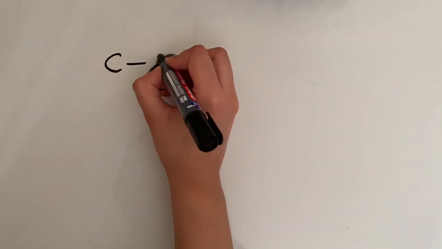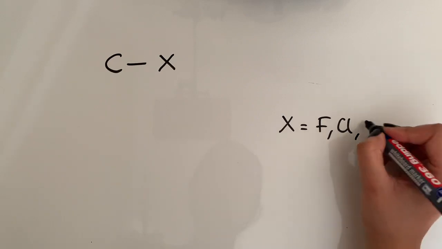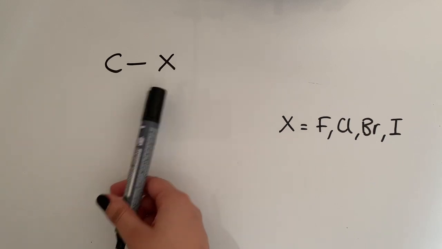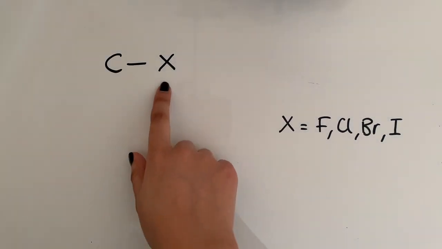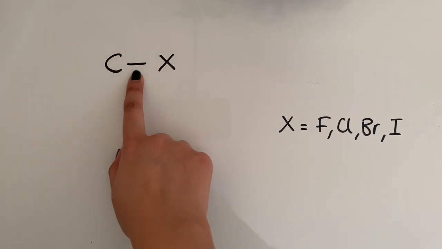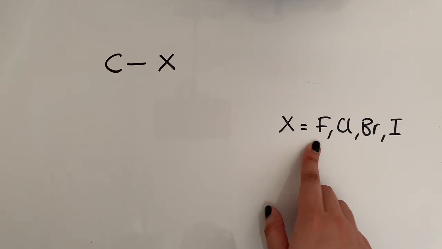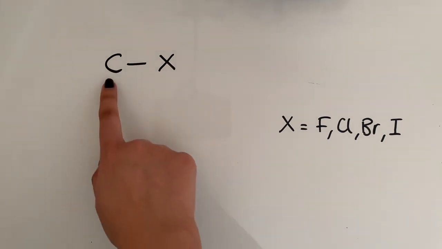When we're looking at haloalkanes, they all have this bond present, which is the carbon halogen bond. Again, this X could be fluorine, chlorine, bromine, or iodine. Hopefully you remember that our halogens are very electronegative. Electronegativity is the attraction of the bonded atom to the pair of electrons in this covalent bond. Fluorine is the most electronegative, iodine the least, but overall they are all more electronegative than the carbon.